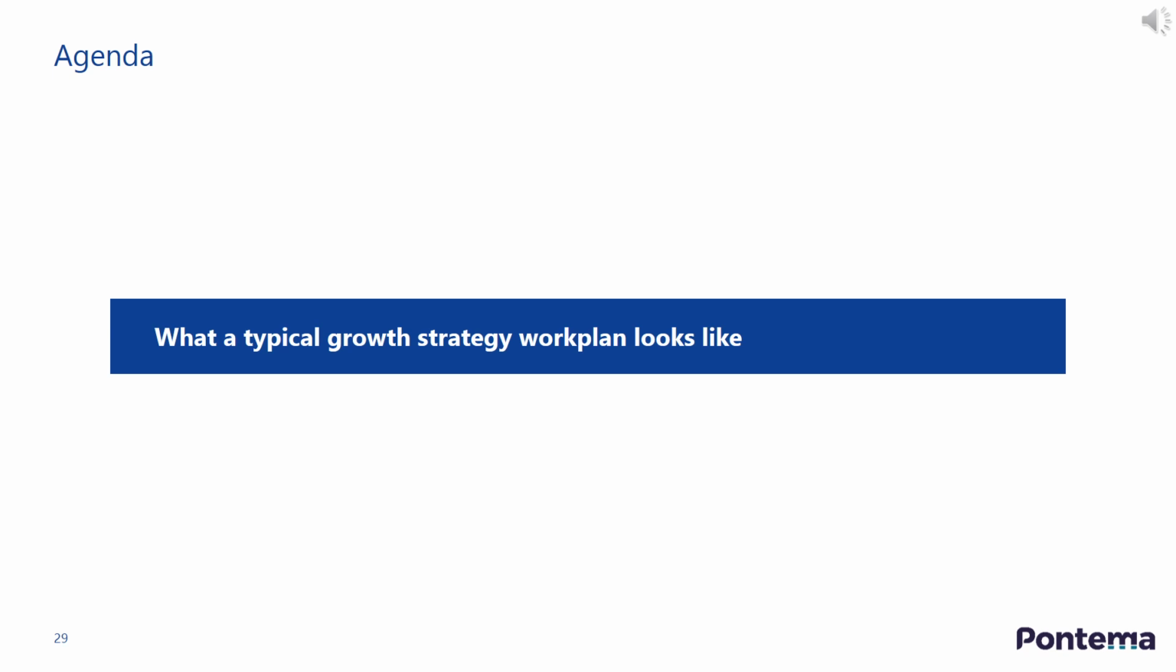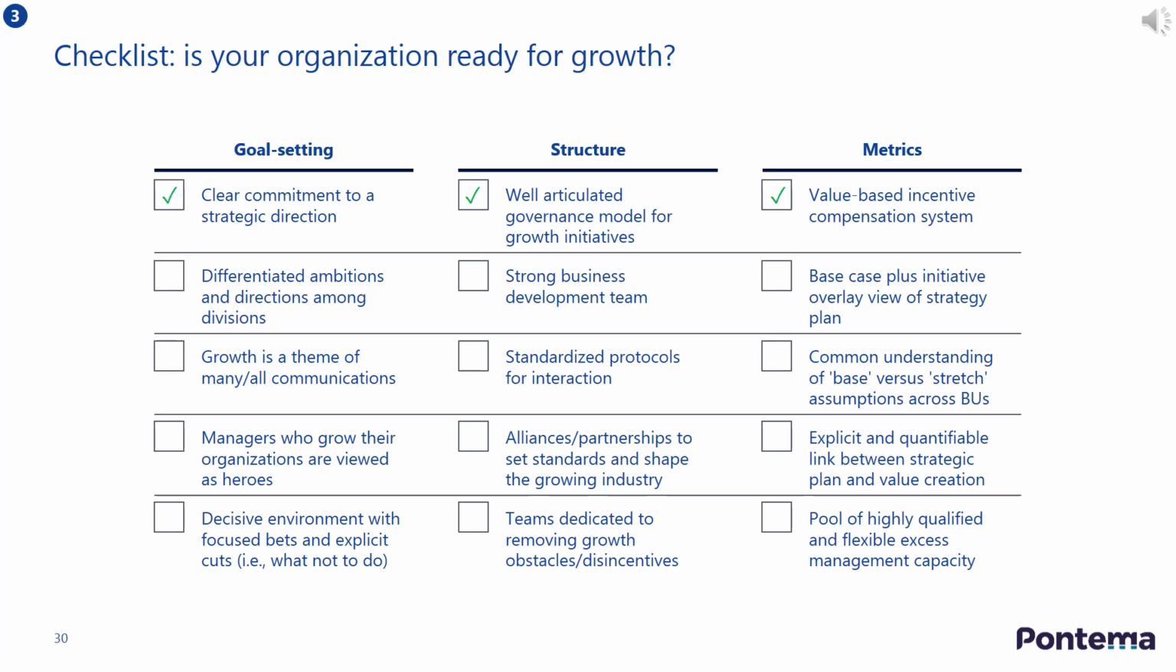In this concluding section of the lesson, you will review a typical growth strategy work plan. Before embarking on a growth strategy project, an organization needs to be sure it is ready for growth. The slide outlines a checklist focused on goal setting, organization structure, and metrics. Many unticked boxes would suggest more time needs to be invested with senior management to secure buy-in for a new organization-wide growth initiative.